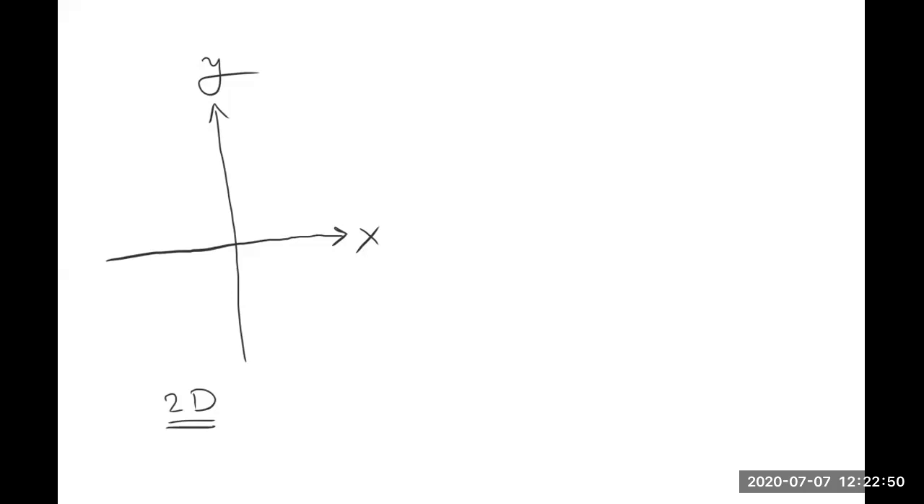Okay, let's go back to 2-dimensional space. We have some geometric objects. One of the very interesting geometric objects is a circle, right?